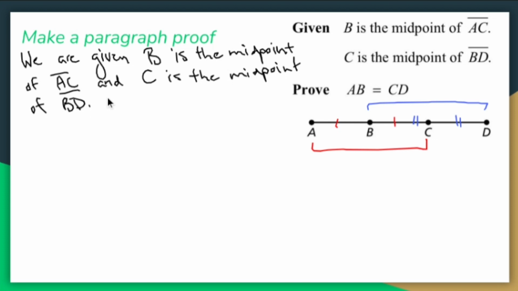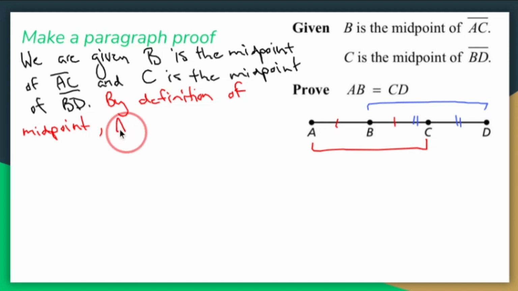So we could say by definition of midpoint, we could say that AB equals BC. And while we're at it, let's take care of this one too. And BC is congruent, or equal rather, to CD.